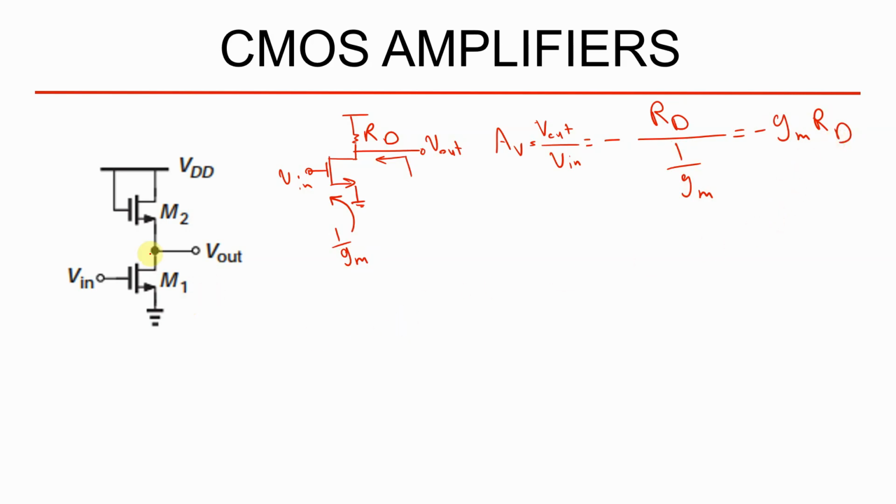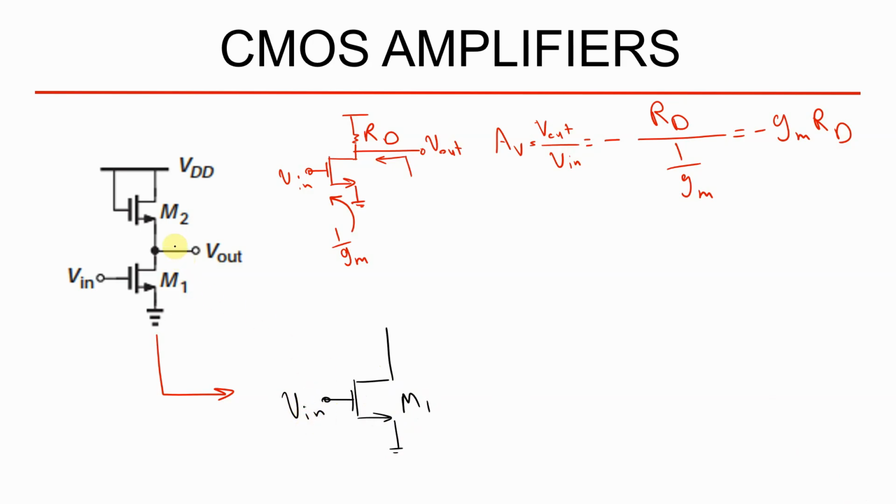Now how about this amplifier? I'm going to use this calculation and apply it to this amplifier. For this one, I can simplify this. Let me change the color. I can simplify this. M1 is M1, no problem with that. How about M2? How can I simplify this?